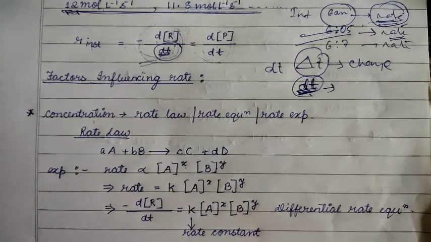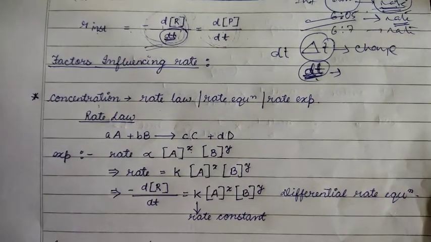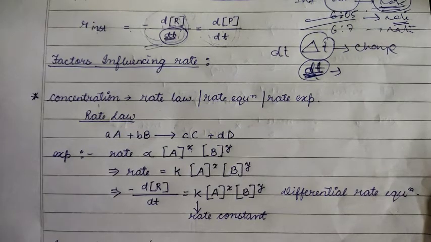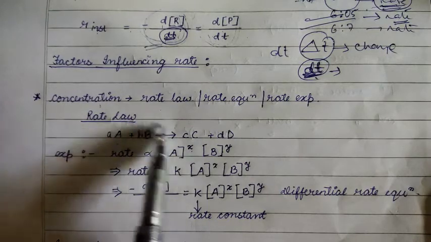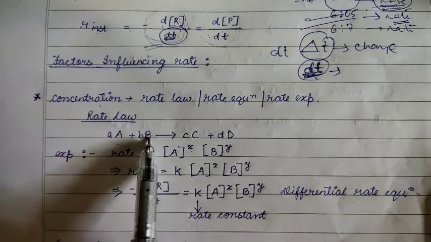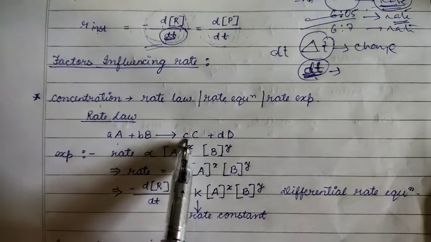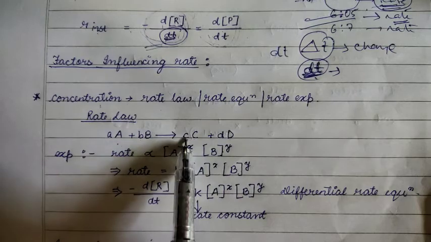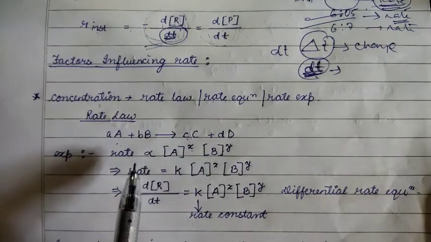So first of all, concentration, and with it we will get the rate law, rate equation, rate expression. Let us see what it means. When we try to relate the rate in terms of concentration, we get the rate law. So let us consider a chemical reaction where we use the stoichiometric coefficient a. For A, a number of moles is there. For B, b number of moles is there. For C, c number of moles is there. Like that the reaction goes on. This is a generalized equation.